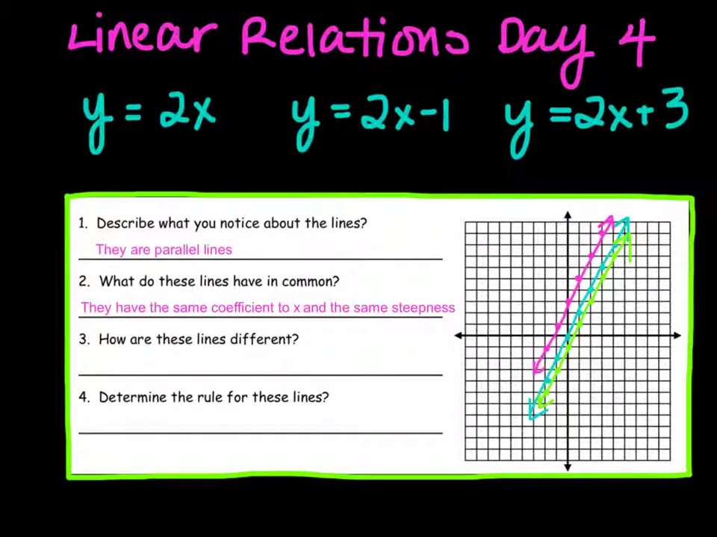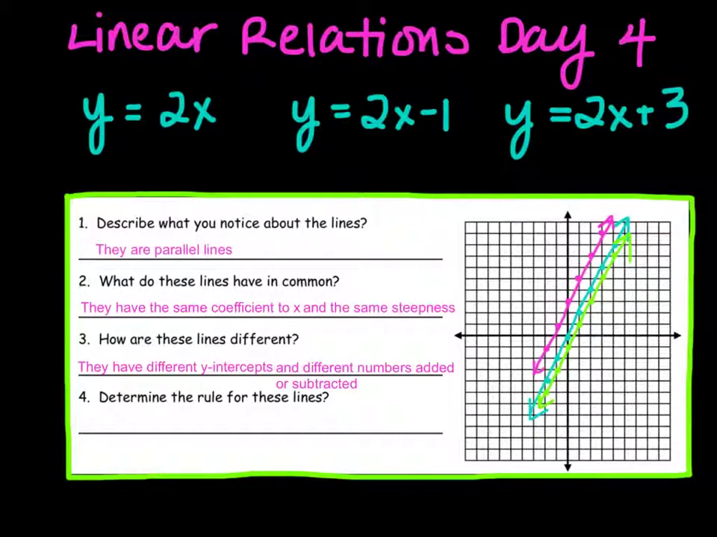Now, these lines are different because of their y-intercepts. They do not start at the same spot. So we determine their difference by saying they have different y-intercepts. And again, we determined based on the equations that they had different numbers being added or subtracted each time. So we want to make note of that too because again, there's this connection. So we say they have different y-intercepts and different numbers added or subtracted to the x value.